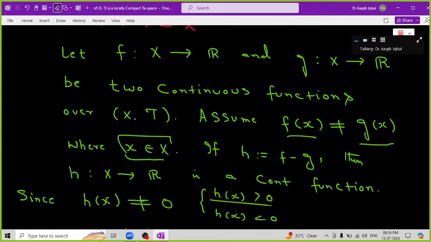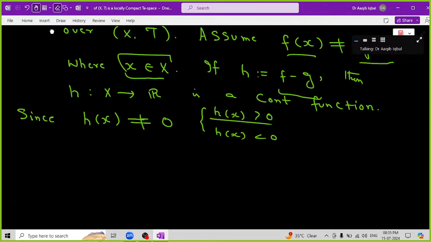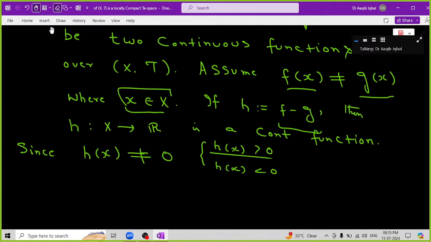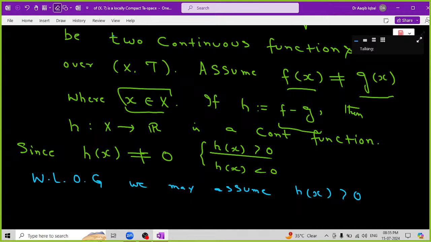And if that is not the case, if h(x) is negative, in that case what will we do? We'll take h as g minus f, instead of f minus g. So we can ensure that this h is positive. Okay, so we may assume without loss of generality that this h is positive. If it is negative, then instead of taking h as f minus g, we'll take it as g minus f. So h will be positive at x. So without loss of generality, we may assume h(x) is positive.